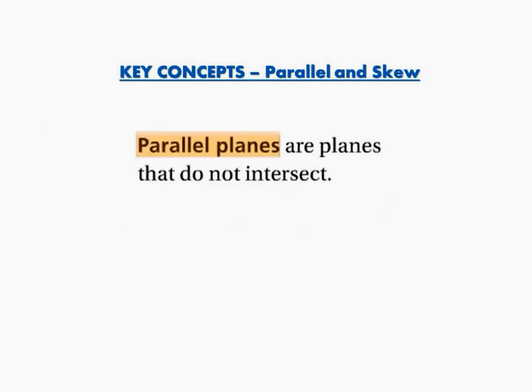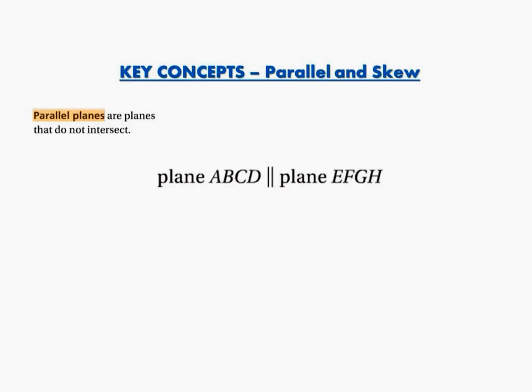Parallel planes, like parallel lines, are planes that do not intersect. And we would write it as plane ABCD is parallel to plane EFGH. Again, notice we use the same two parallel lines to show that one plane is parallel to another.